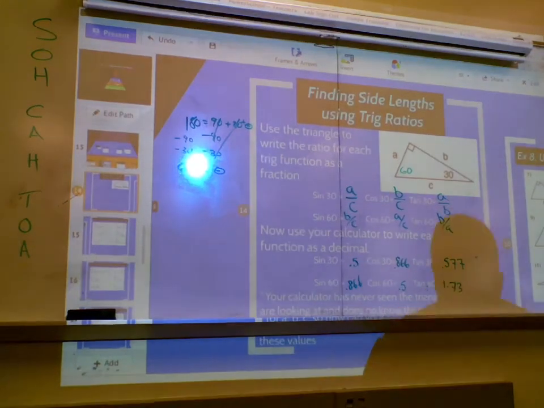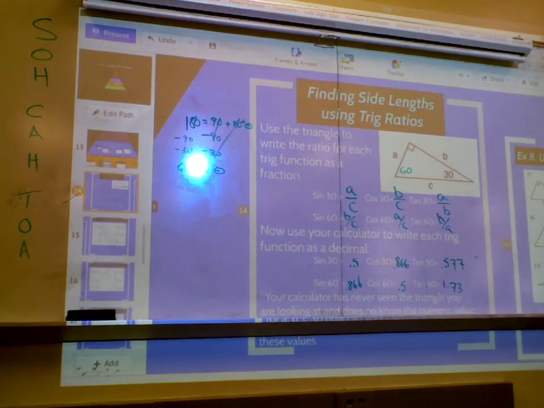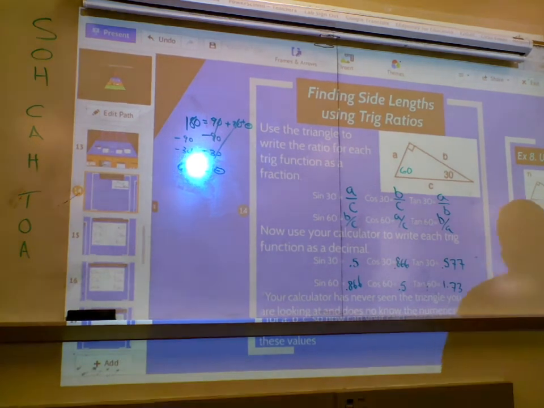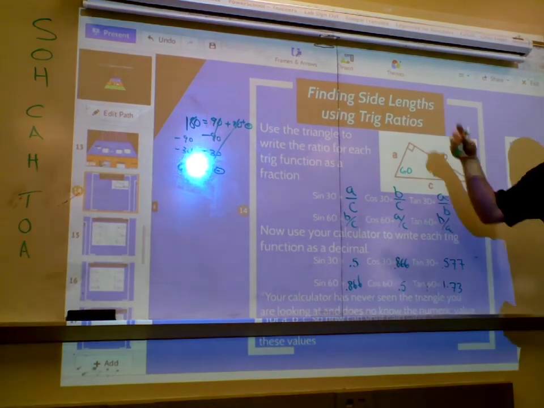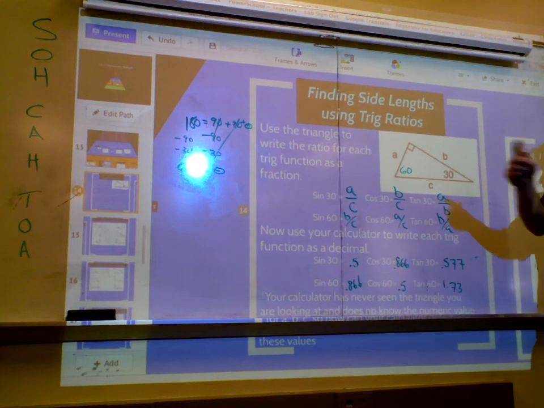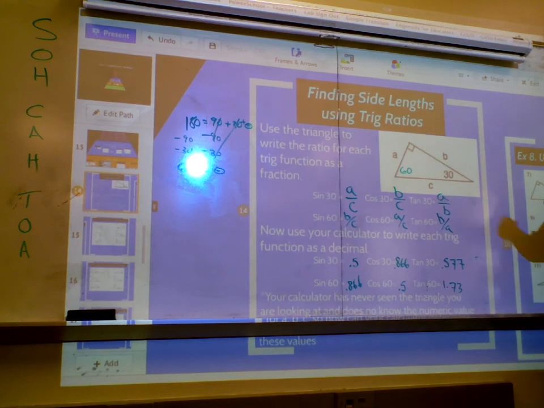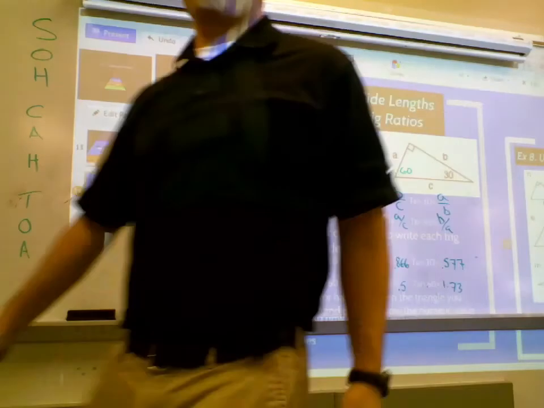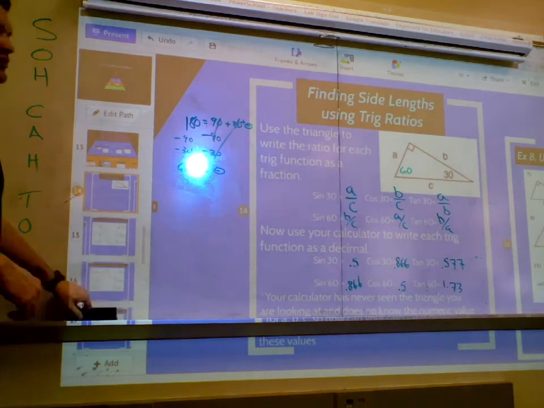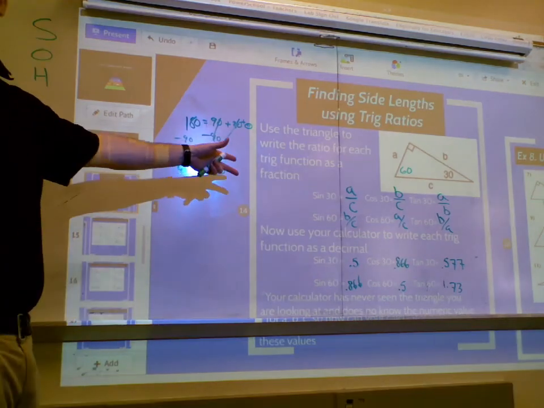So everything we do with our calculator agrees with what we've been learning so far. Don't forget Sohcahtoa. The calculator is not a shortcut for Sohcahtoa. All the calculator tells you is what the ratio of the side lengths should be. So C should be twice the length of A. If A is 4, C has to be 8. Does that make sense? Any questions before we move on? We got this all filled in? Okay.